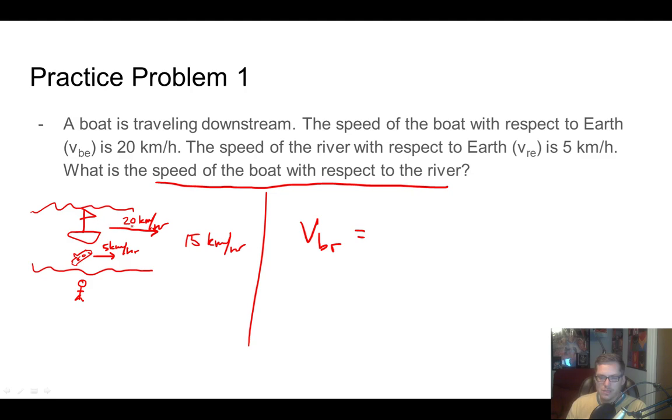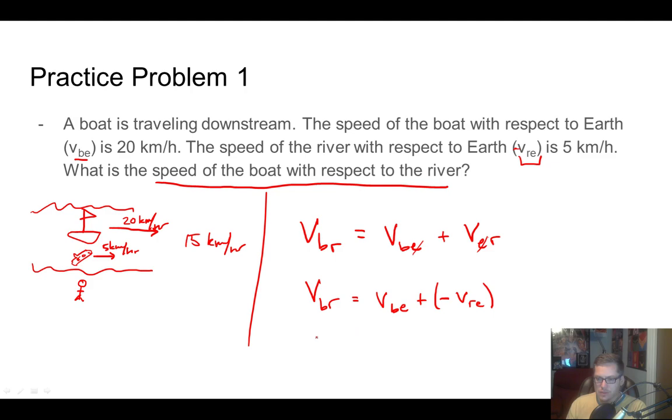The 20 kilometers per hour is VBE. So we need the velocity of the Earth with respect to the river, because when we combine these together, the E's will cancel, and we'd end up with VBR. But my problem is this one is VRE, and as I told you before, if we flip these, we have to make that negative. So the velocity of the boat with respect to the river is equal to the velocity of the boat with respect to the Earth, plus the negative of the velocity of the river with respect to the Earth.